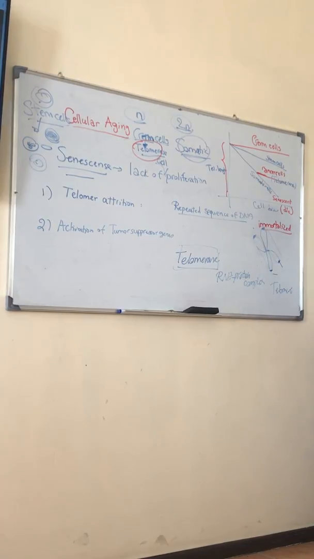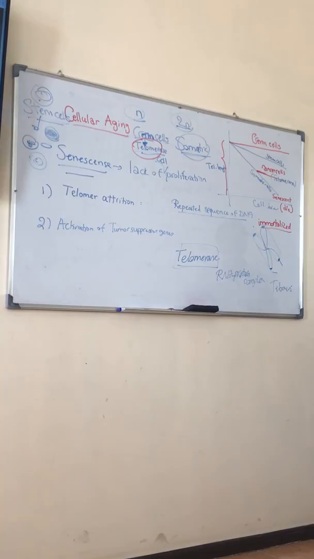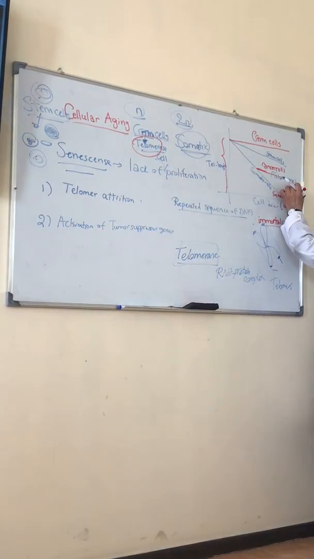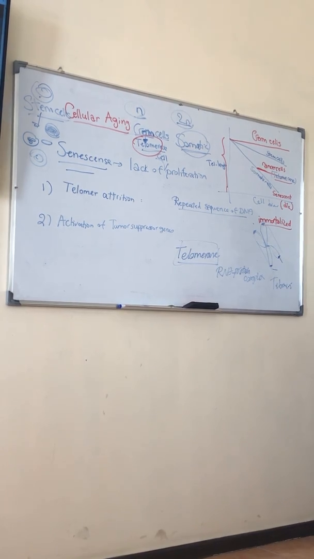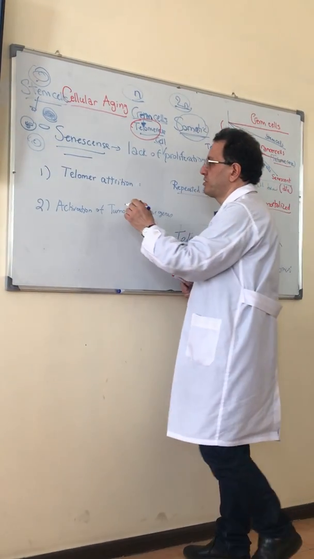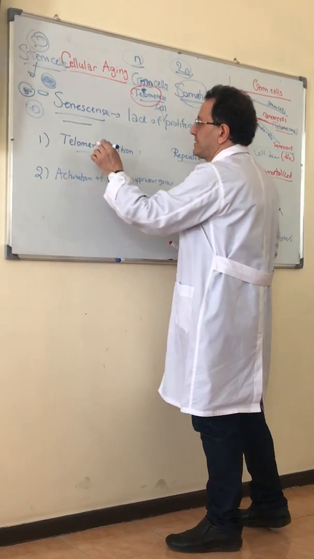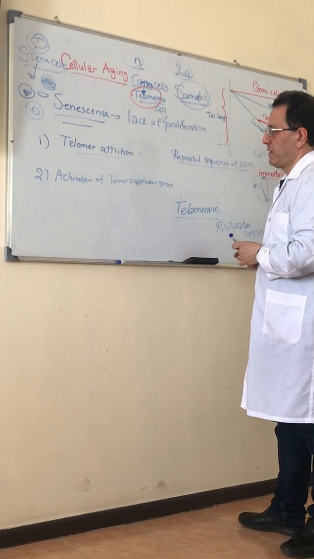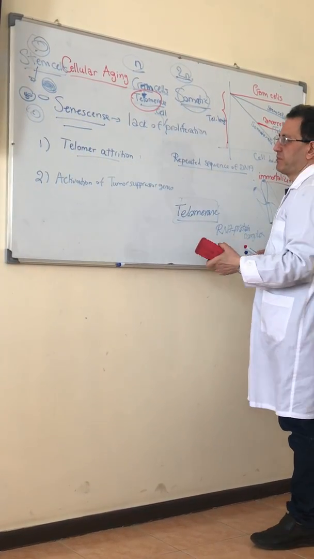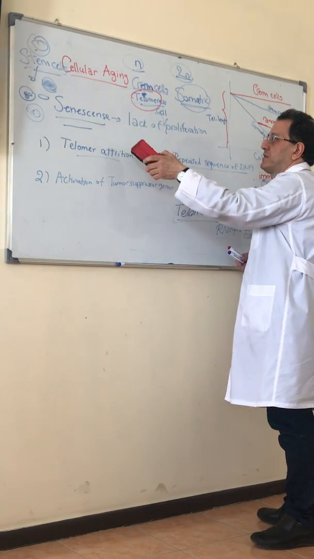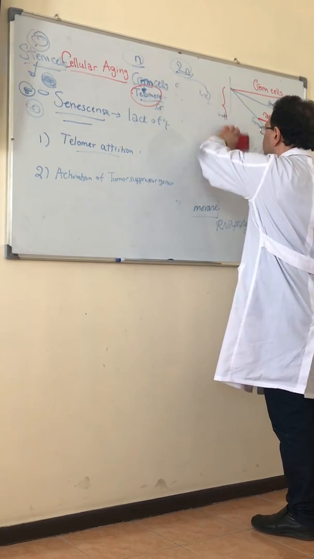It doesn't die easily. It proliferates and proliferates. So one of the causes is the presence of telomerase in cancer cells. So this is the concept of telomere attrition, meaning shortening of the telomere that causes senescence in somatic cells, but not in germ cells. The other concept that causes death of cells or senescence is activation of tumor suppressor genes.